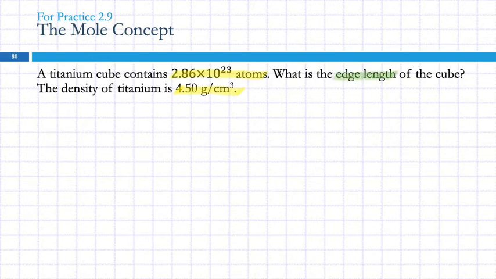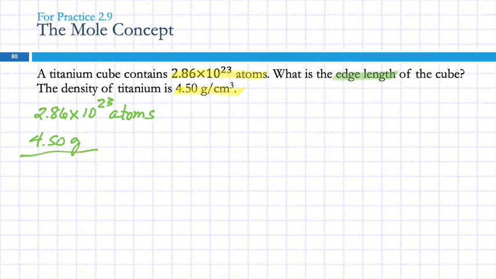Edge length. Well, that's not even a unit, but whatever, right? Okay, 2.86 times 10 to the 23rd atoms. And 4.50 grams. This is a fraction. Don't use the slash, though. That's only if you're typing. Per cubic centimeter.